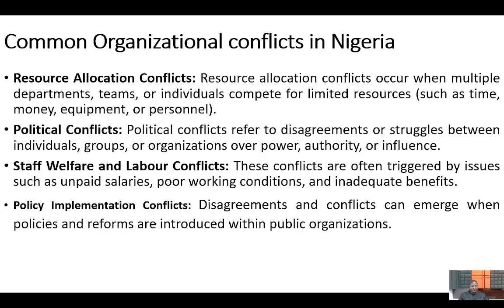It causes conflict. So conflict is not only caused by religious or political reasons. Even when your welfare is not properly taken care of, it has a way of causing conflict, you know.